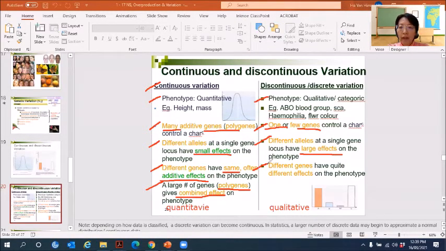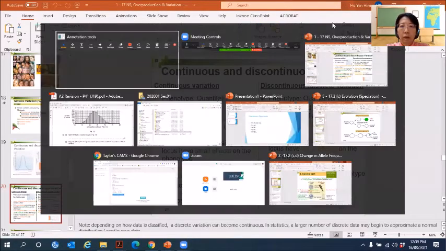Different genes have got quite different effects on the phenotype. Okay, yeah, different alleles got different effects. Different genes, of course, got even more different effects, if you're talking about different genes here. So taking the opportunity to learn about this part well. Let's go back to the question.